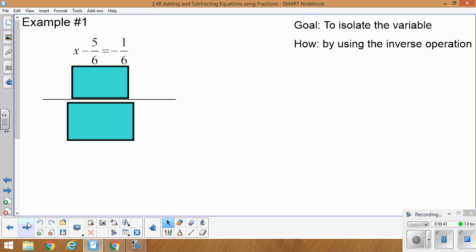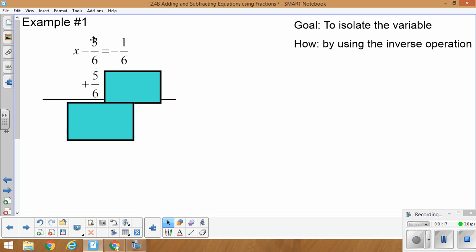I do have 5 examples. Example number 1 is x minus 5 over 6 equals negative 1 over 6. So just as a quick reminder, our goal is to isolate the variable, and how we do that is by using the inverse operation. So my current operation is minus, so I'm going to use plus. So my variable is here, and what's happening to x, we're subtracting 5 over 6. So the inverse of minus 5 over 6 is plus 5 over 6.